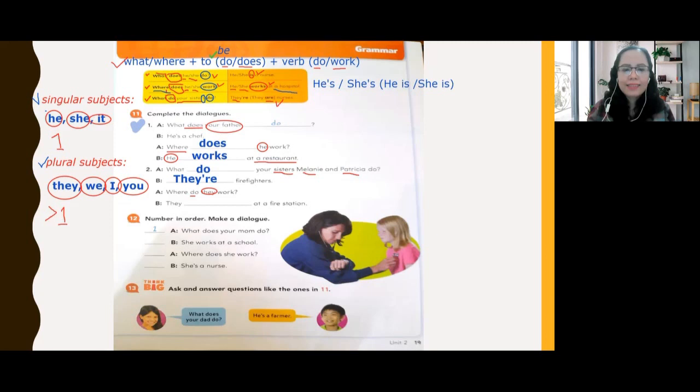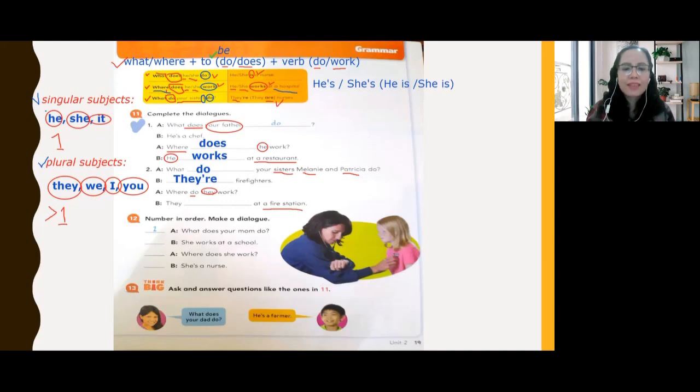Anak-anak, kita juga bisa mengetahui ya bahwa dari percakapan yang bagian 2 ini, jawaban yang dibutuhkan dari kata tanya where adalah suatu tempat ya. Dalam hal ini sudah disediakan a fire station. But how to complete this answer?